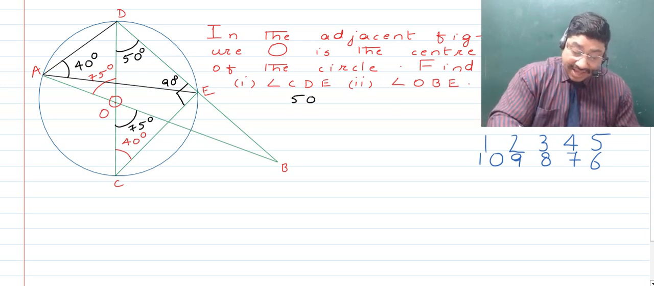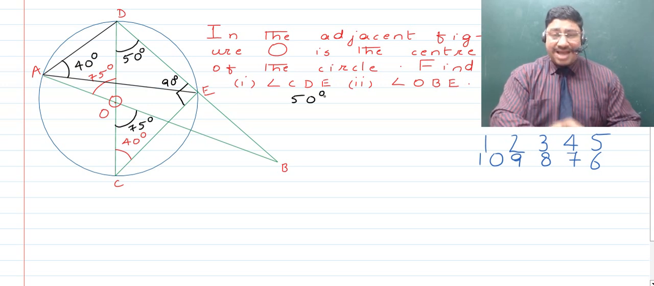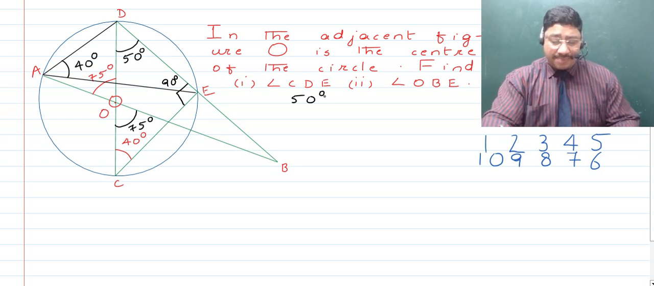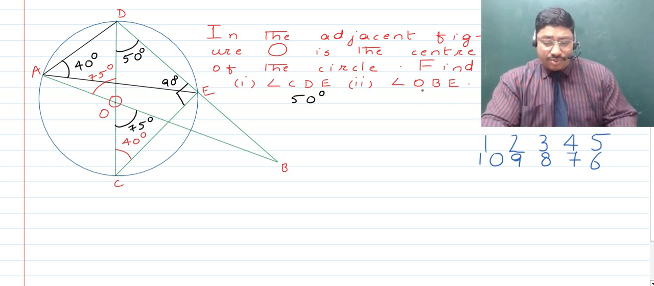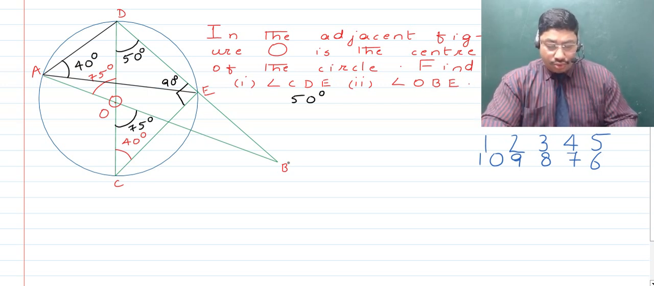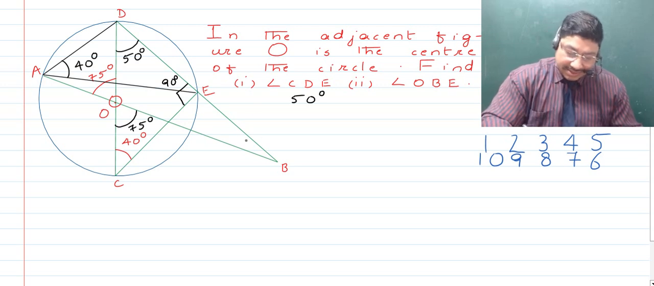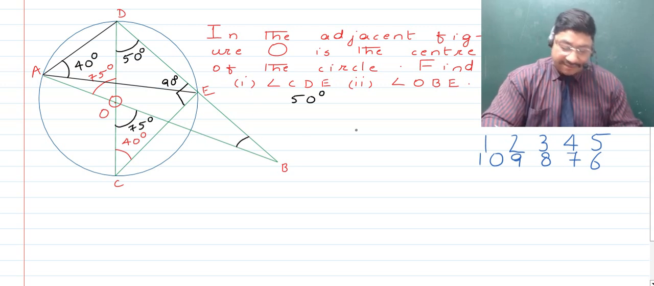Remember, we just can't write our answers like this. We have to write them as statements and reasons, which in times to come I will tell you how to do. Next, we require angle OBE. OBE is this angle, which is another angle that we require to find out.